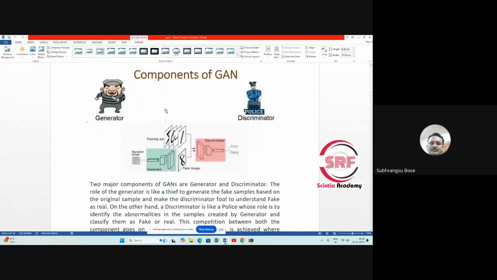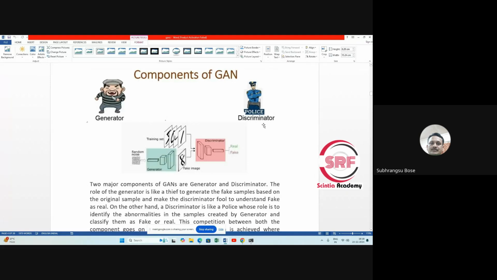In generative adversarial networks, or GANs, there are two major components: one generator and the other one discriminator. What is the role of the generator? The generator creates a new image from noise or from scratch.